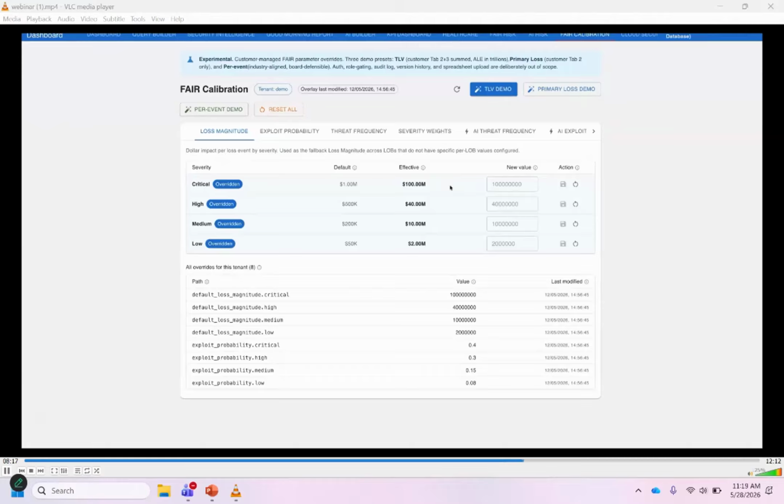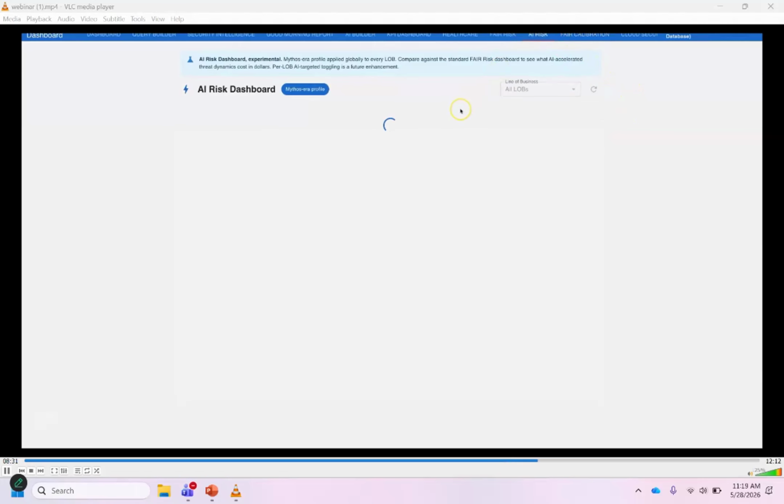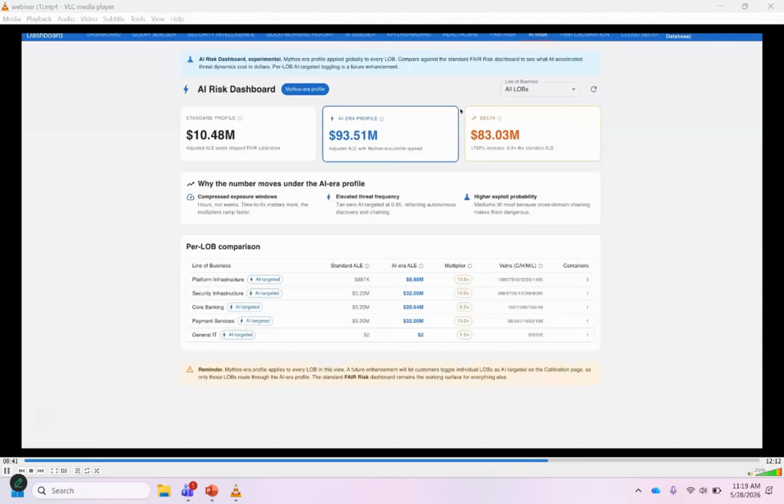And once with the AI era profile, which assumes attackers have access to AI-assisted vulnerability discovery, AI-assisted exploit reproduction, and the ability to chain weaknesses faster than traditional patch governance can respond. Same workloads, same controls, same vulnerabilities in scope. The only thing that changes is the threat model. Let's look at the 3 top cards. Standard profile shows the residual annual loss expectancy under classical assumptions.